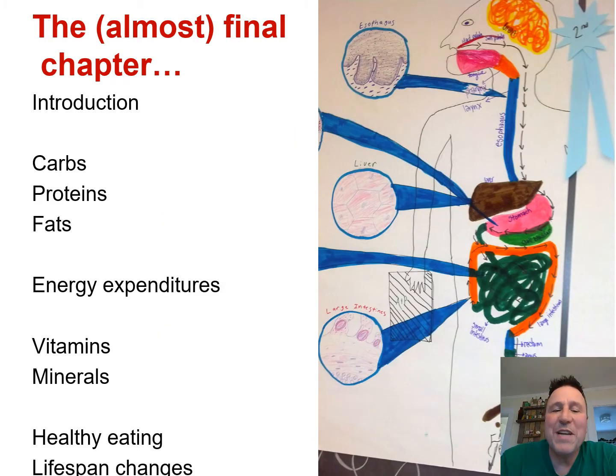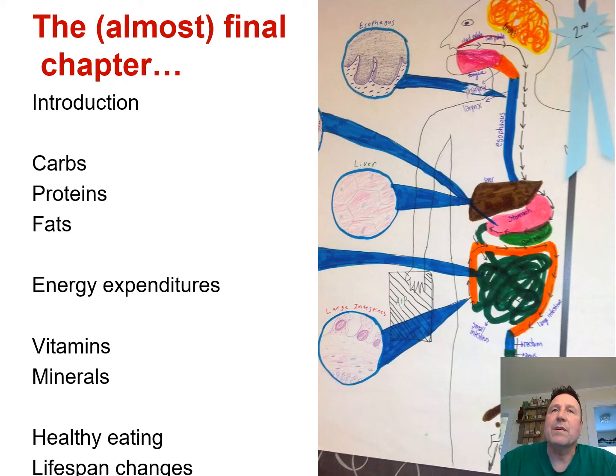So I have one more chapter after this. I'm going to give you a reproduction lecture. But this one, we're going to do a little bit of review, if you had me last semester, looking at carbs, proteins, lipids, the different types and such. So we'll go over that again and how much you need of each in a healthy diet.